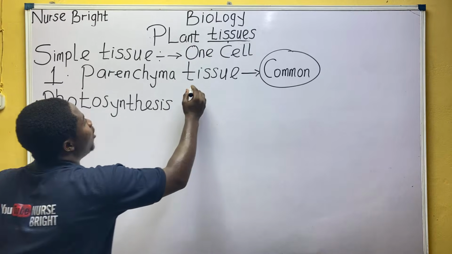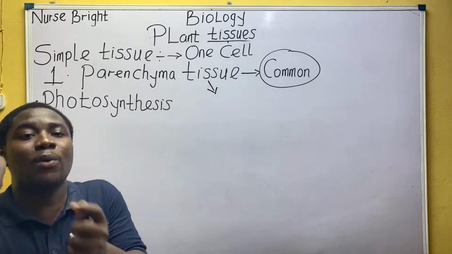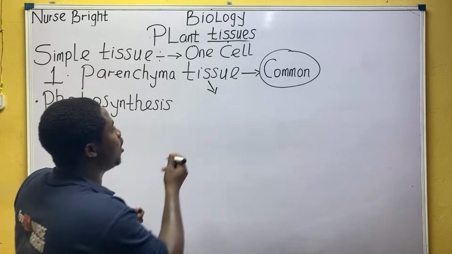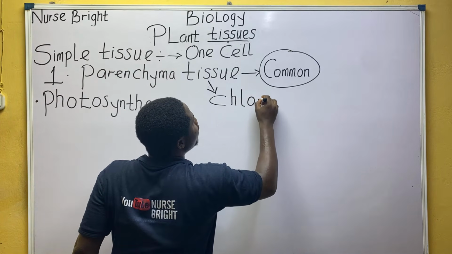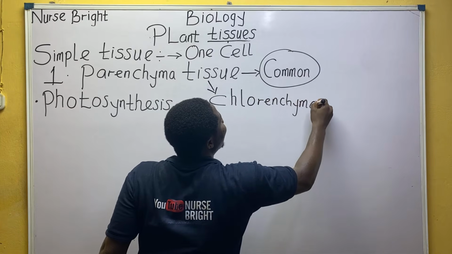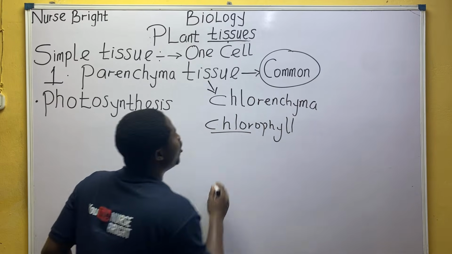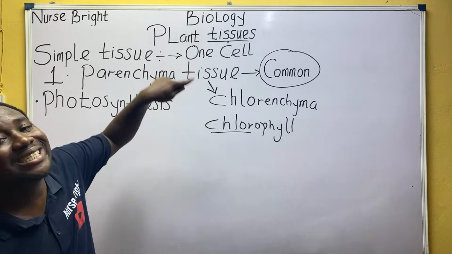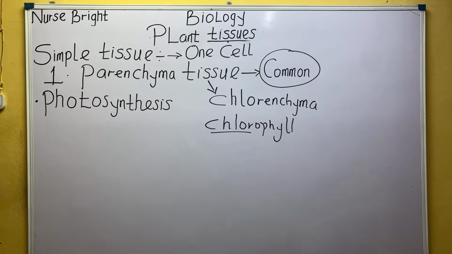Now, let me just tell you, there is a specific kind of cells that form tissues that are parenchyma tissues that help in photosynthesis. We call them Collenchyma. Is this not the spelling of chlorophyll? So these tissues basically will contain the chlorophyll pigments. Are you listening? So the Collenchyma tissue is a special parenchyma tissue that helps in what? Photosynthesis.